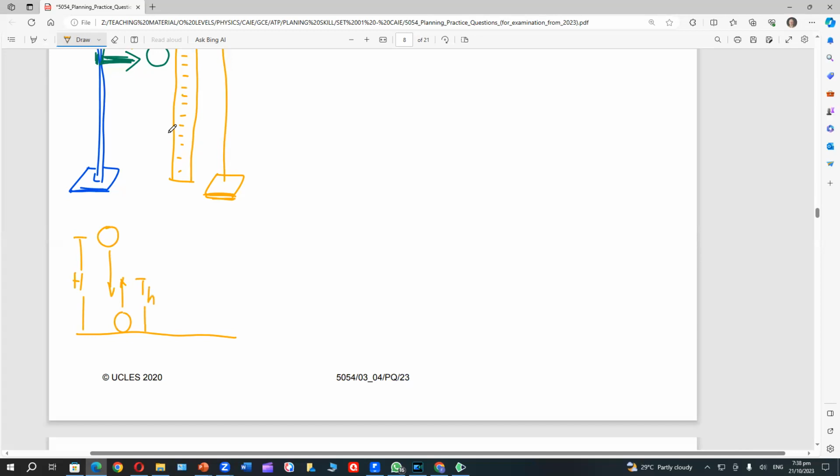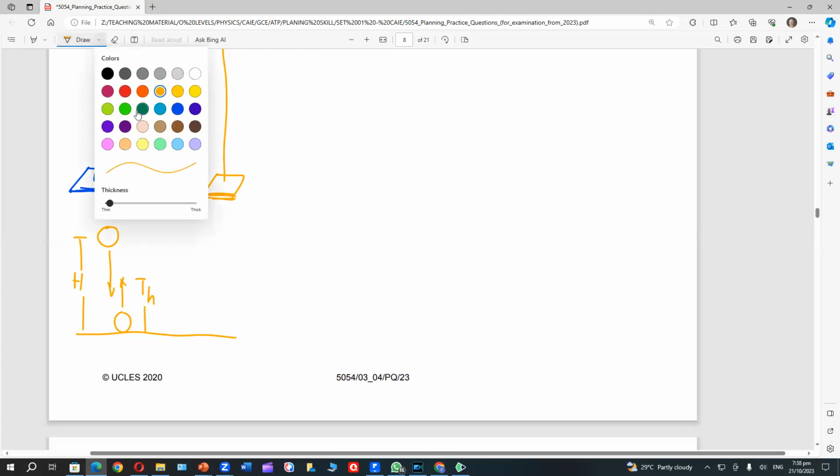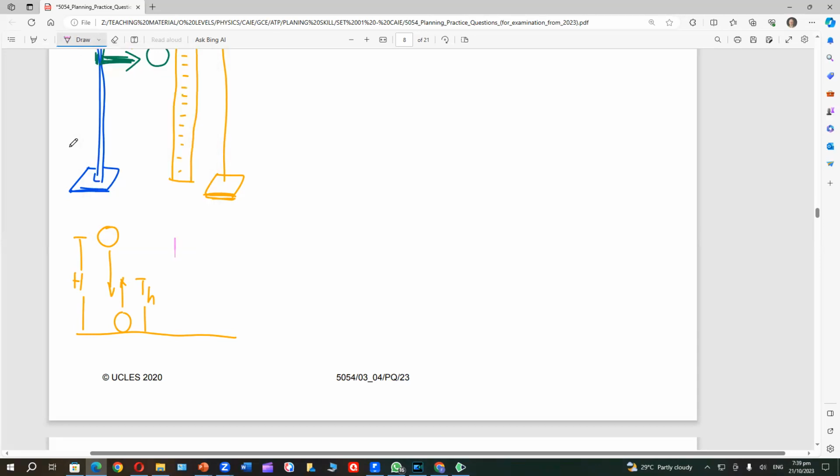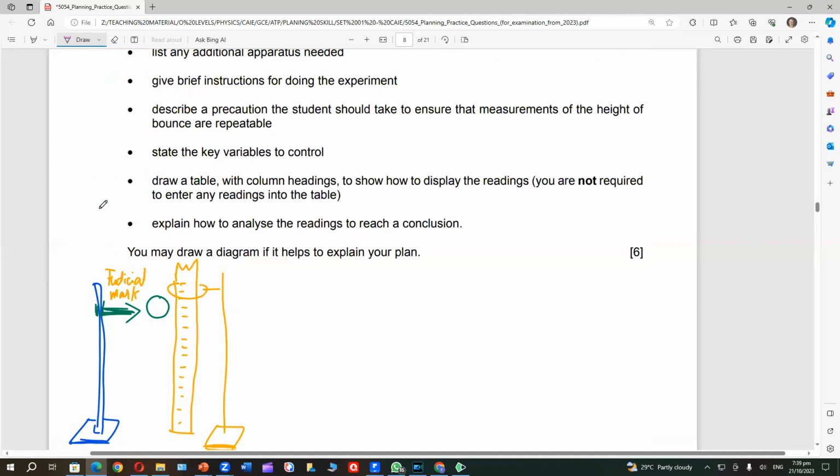I will use a recording camera, a video camera. I will record the motion by using a video camera.